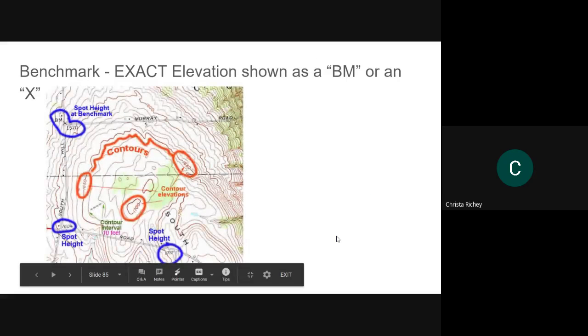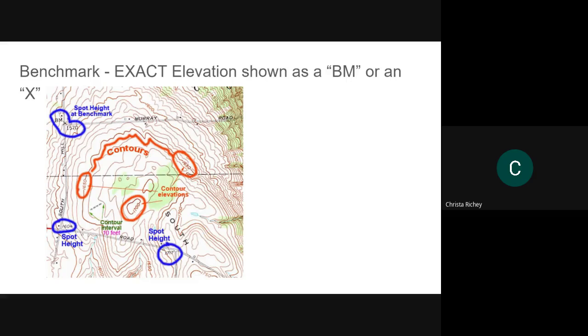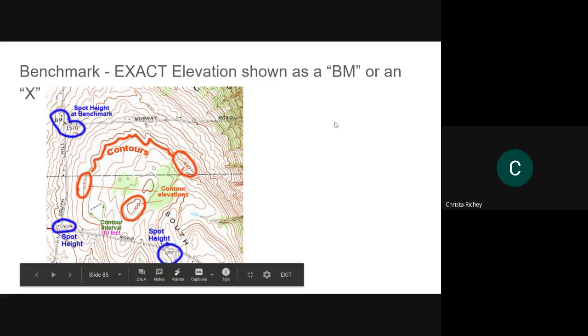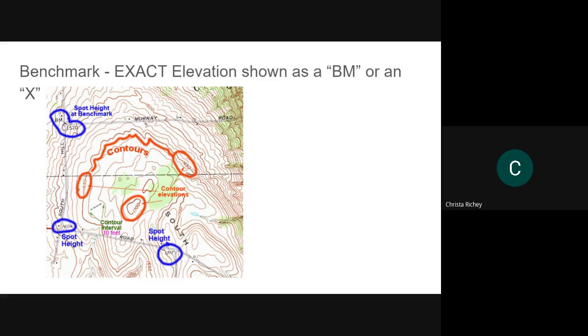Benchmarks. What are these supposed to be? That just means that it's a depression. Benchmarks are exact elevations. It's going to be listed next to either an X, or it could say BM. This one has both of them. There's an X and there's a BM next to it, and it says that it's at 1570.